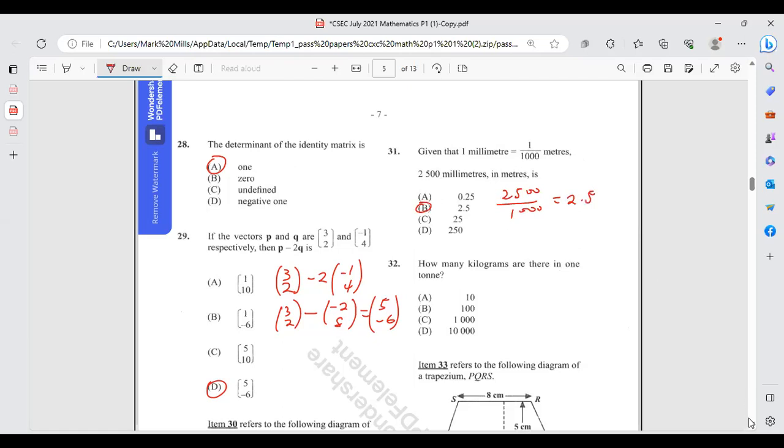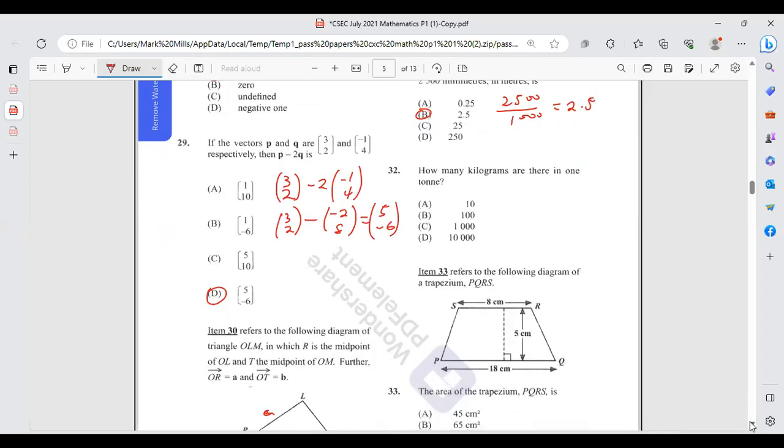32. How many kilograms are there in 1 ton? 1,000. Thank you.